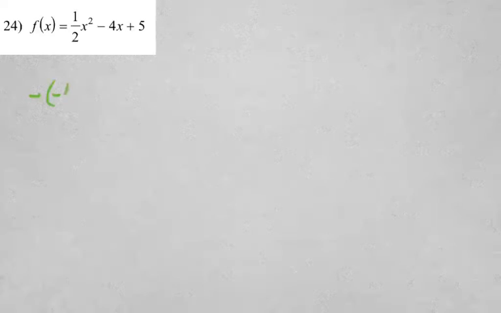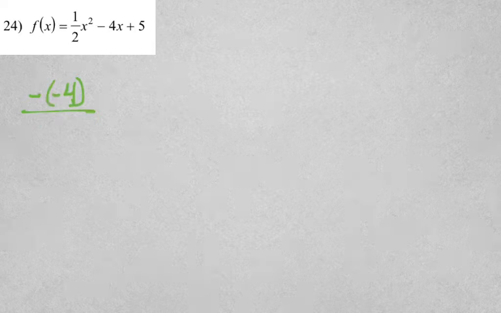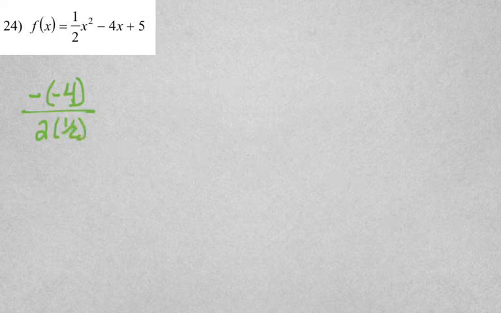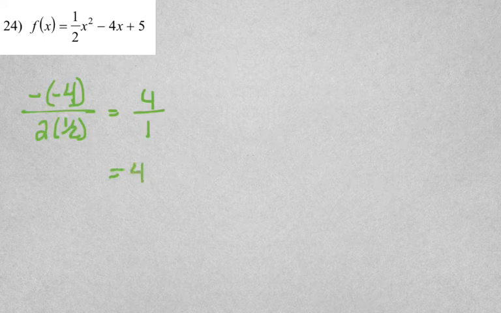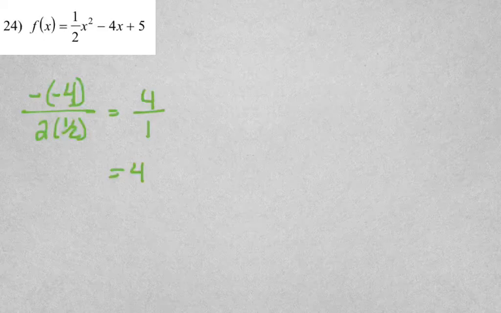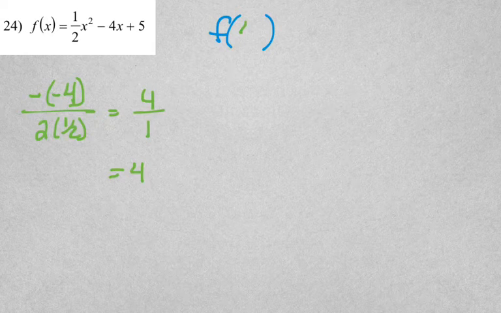So number 24, we have again that 1/2 is the a. This time we have a negative 4 for b, and so we're going to plug that in. And so when we plug in a negative 4, so opposite of that 4, that's going to make that a positive, over 2 times 1/2. So that's going to be 4 divided by 1, which is positive 4. 4 is what I'm going to plug into my equation, so it's going to be f of that 4.